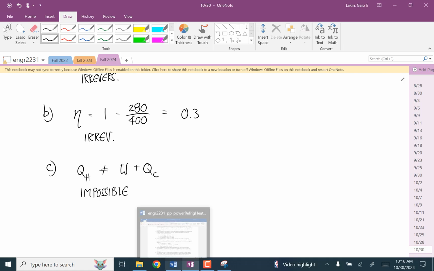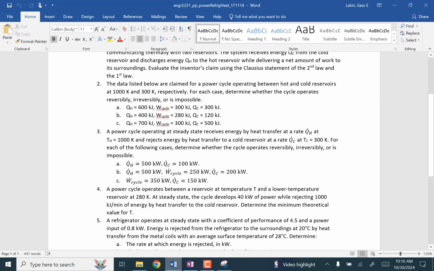Okay, number 3, you said you got something different than I did. So we have this thing at steady state. Steady state, just like a cycle, means that, so we're doing all of this in terms of differential forms, but steady state means that the time derivative of energy is 0.